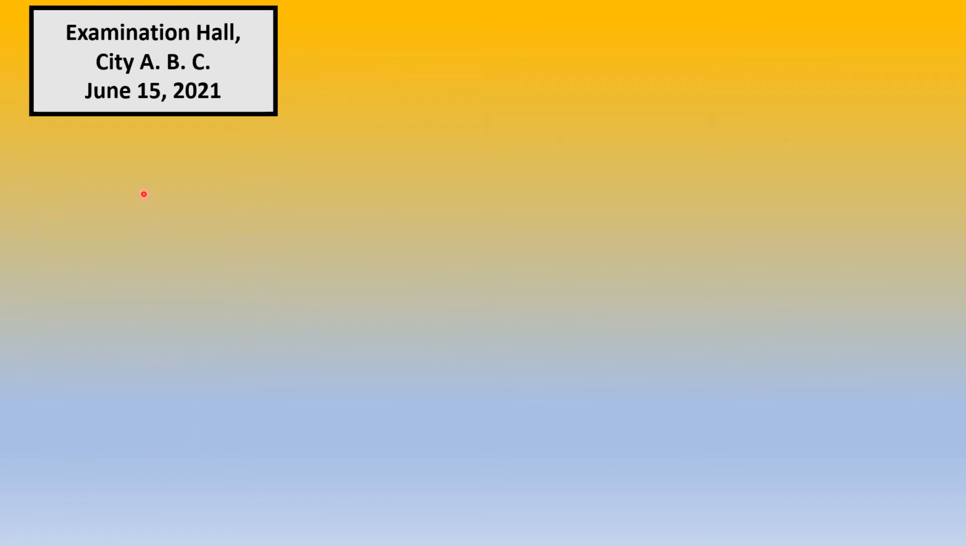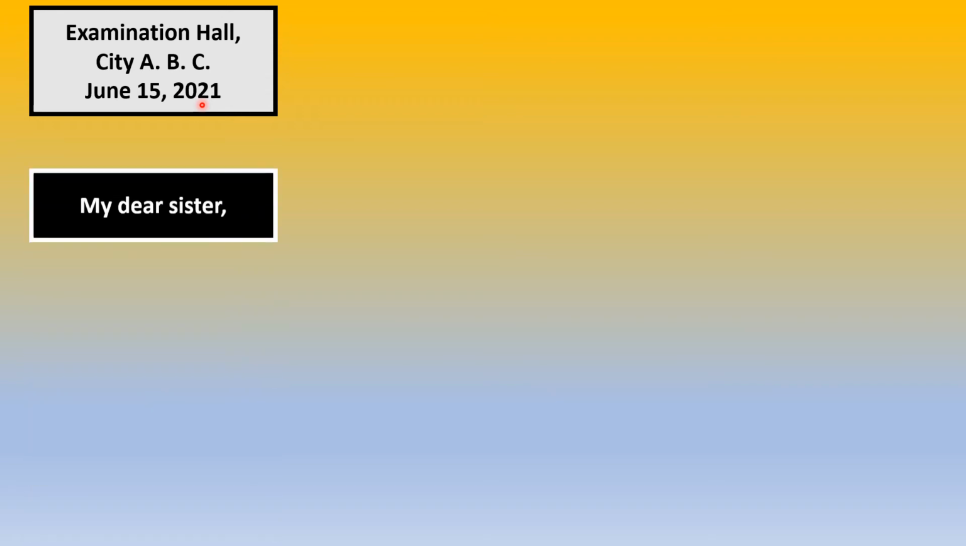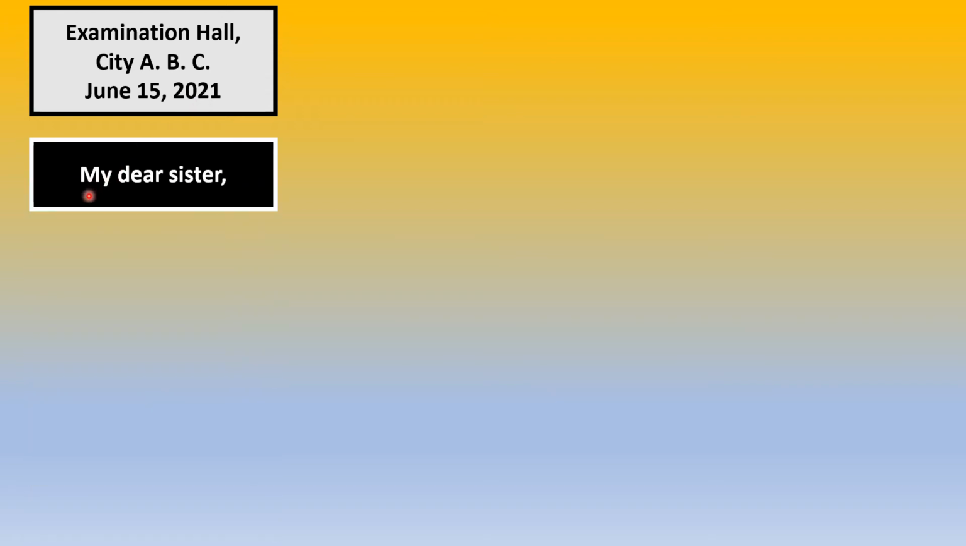Here is a sample letter. This is the first part of the letter, that is the sender's details. You may mention it like this: examination hall, city A.B.C. and June 15, 2021. This is the salutation or greeting, my dear sister. And after that you put a comma.